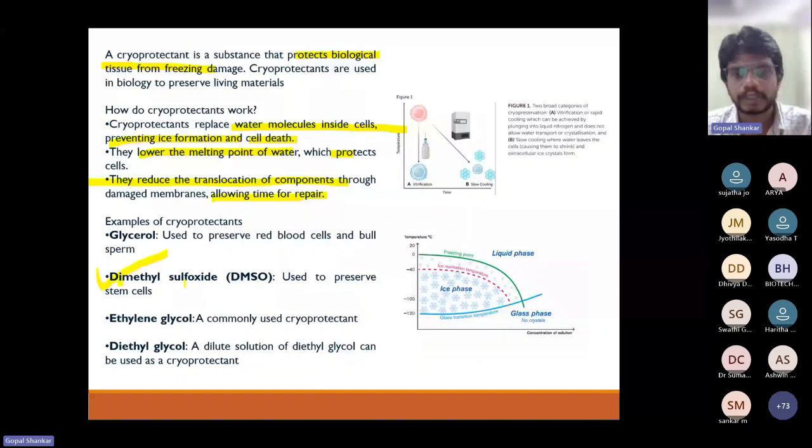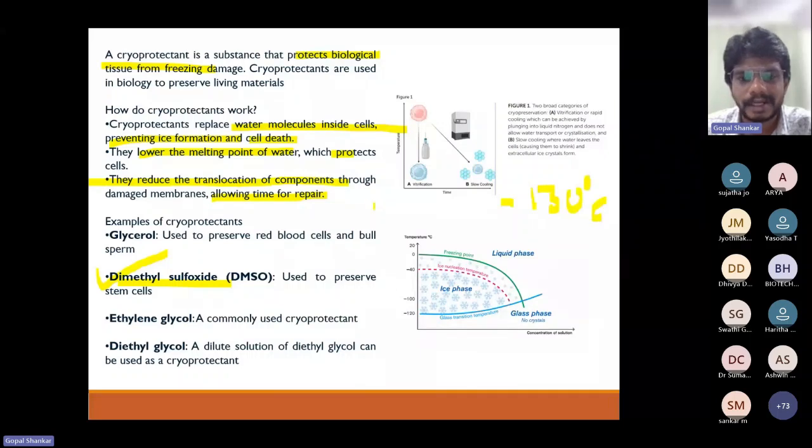There are two ways you can do that. One is either slow cooling or rapid cooling. For rapid cooling, you need liquid nitrogen. The temperature of liquid nitrogen is minus 196 degrees Celsius. Whereas in slow cooling, you slowly cool it and bring it down to a temperature of minus 130 degrees Celsius. But in the vitrification process, it is minus 198 degrees Celsius. So you need liquid nitrogen.